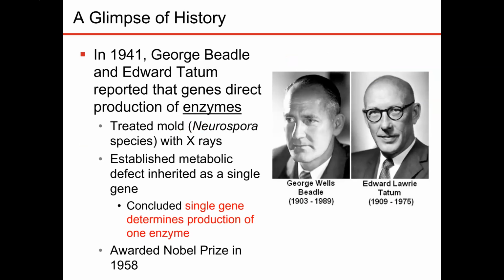So what are genes? Genes are proteins that are encoded for in our DNA. So genes code for protein synthesis. Enzymes are proteins, and so genes code for enzymes. In 1941, George Beadle and Edward Tatum were two scientists that reported that genes direct the production of enzymes, and they did this by studying the mold Neurospora.